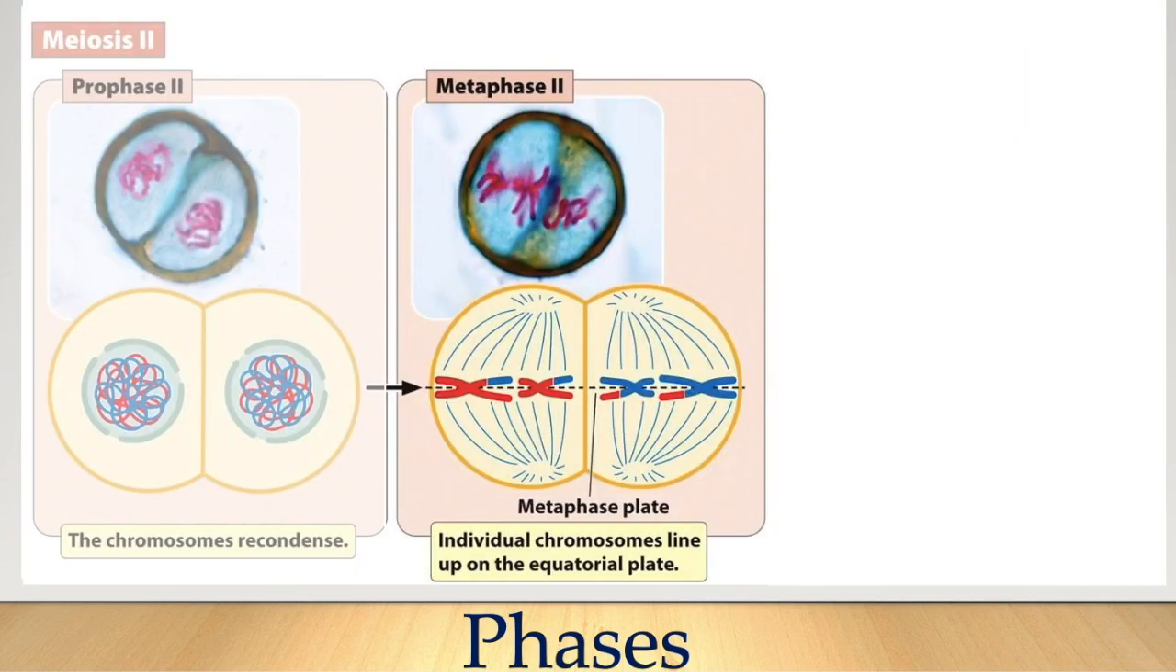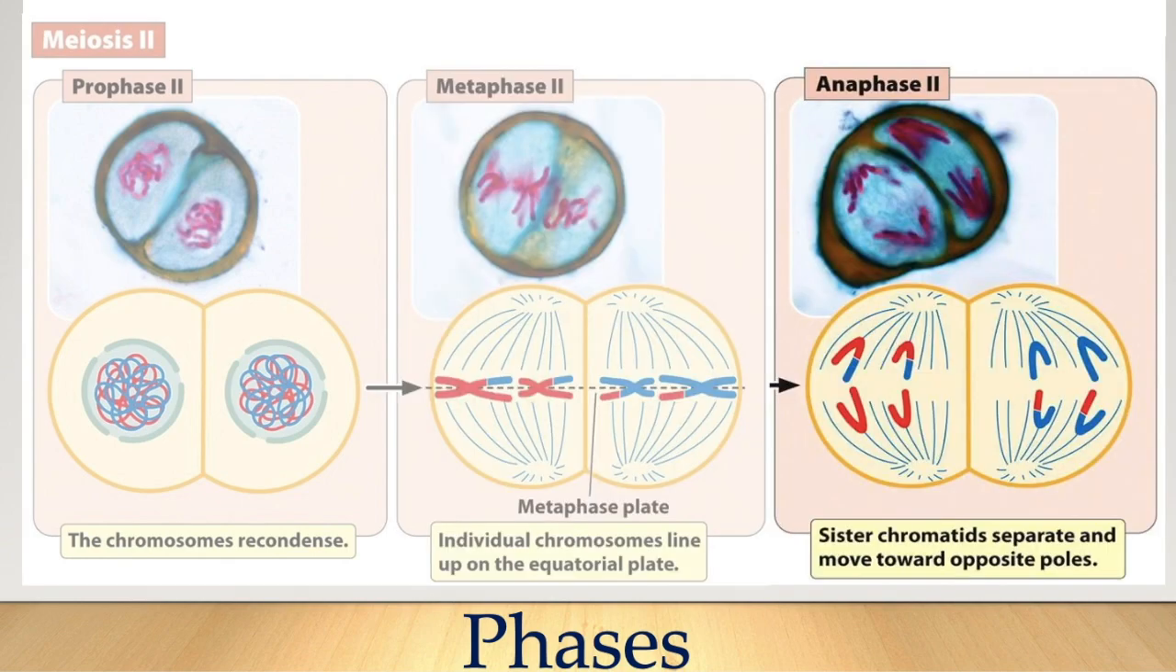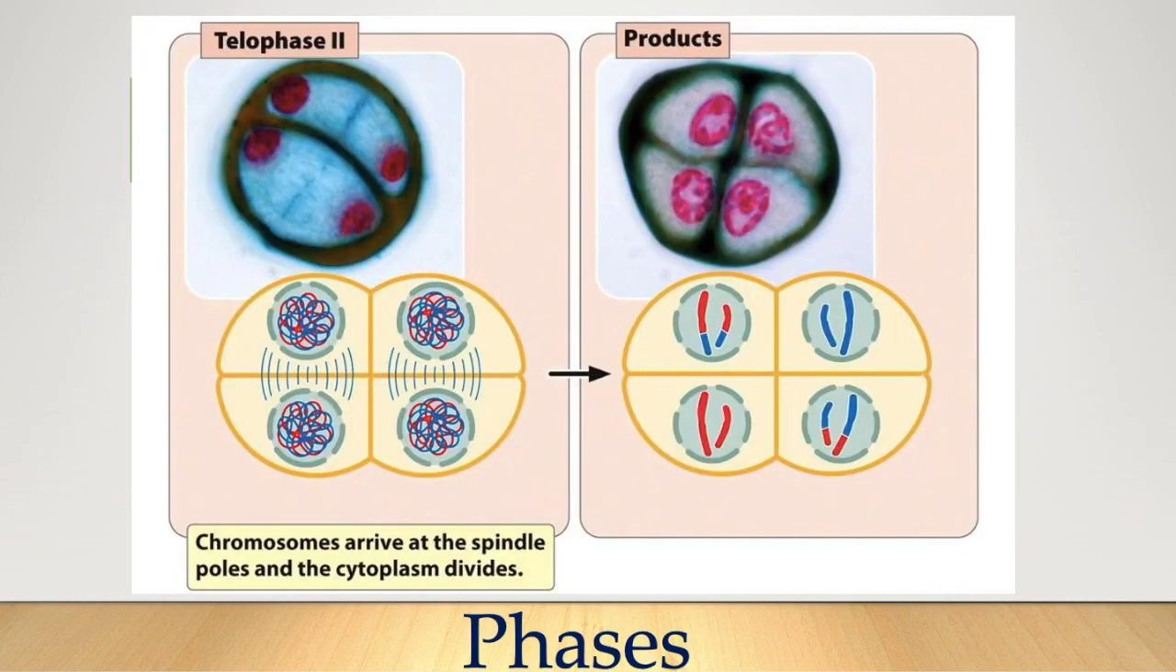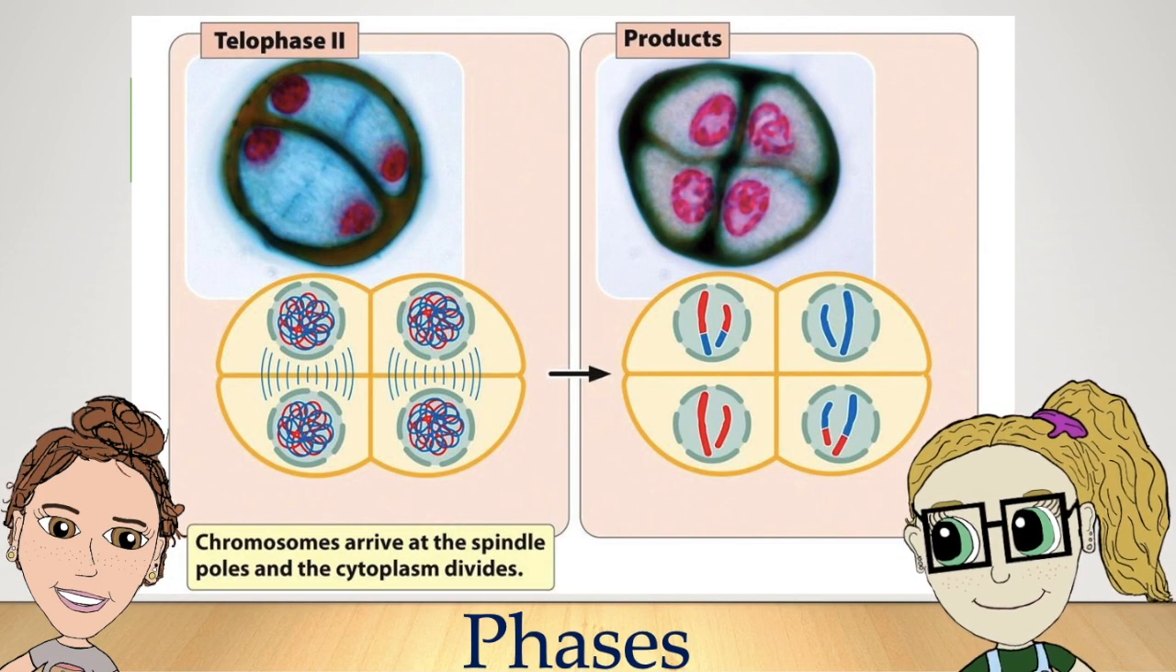And in metaphase 2, the replicated chromosomes line up on the metaphase plate, with sister chromatids facing opposite poles. Then comes anaphase 2. In this phase, the sister chromatids separate, and the chromatids are pulled to opposite spindle poles. At this point, each chromatid is now a distinct chromosome. Then comes telophase 2. The chromosomes arrive at the spindle poles, a nuclear envelope reforms around the chromosomes, and the cytoplasm divides, and the product is 4 haploid daughter cells.